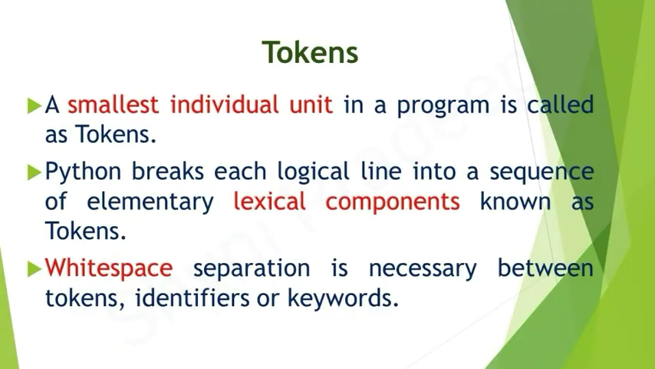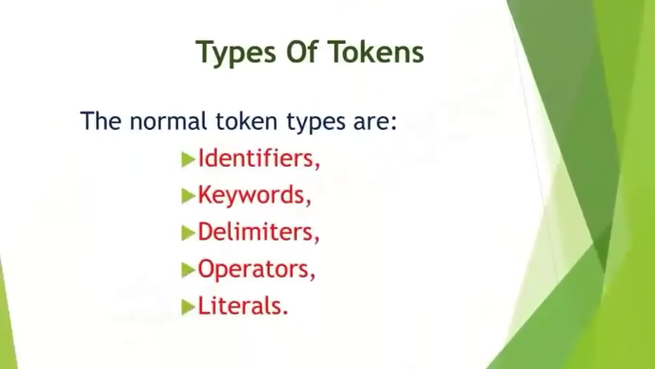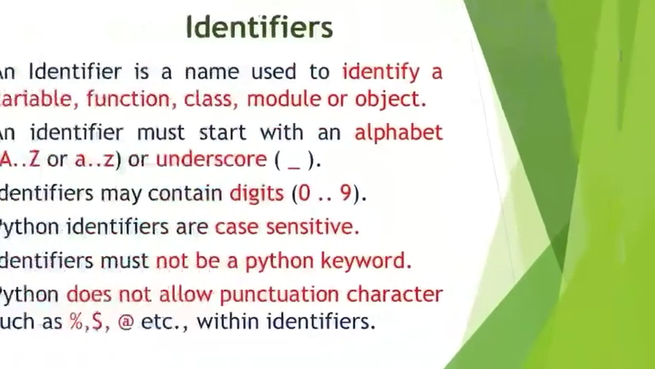Okay. How many types of tokens are allowed in Python? There are 5 types of tokens available in Python. What are they? First one is identifiers, second one is keywords, third one is delimiters, fourth one is operators, and last one is literals. So there are 5 types of tokens. Let us discuss about these tokens one by one. First, let us see about identifiers.